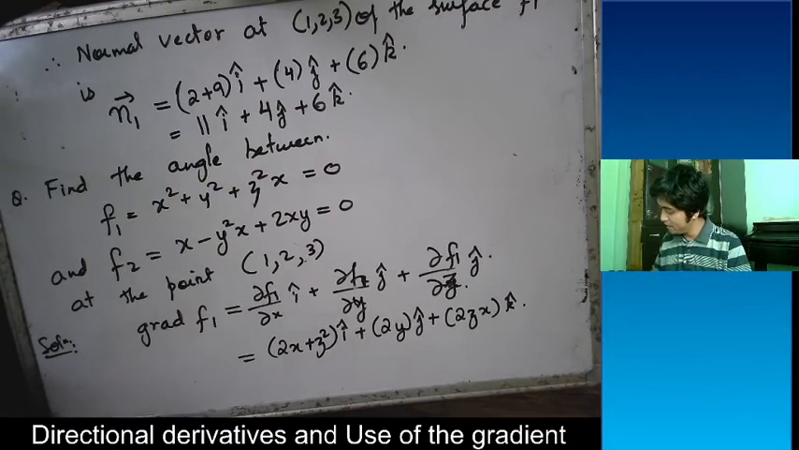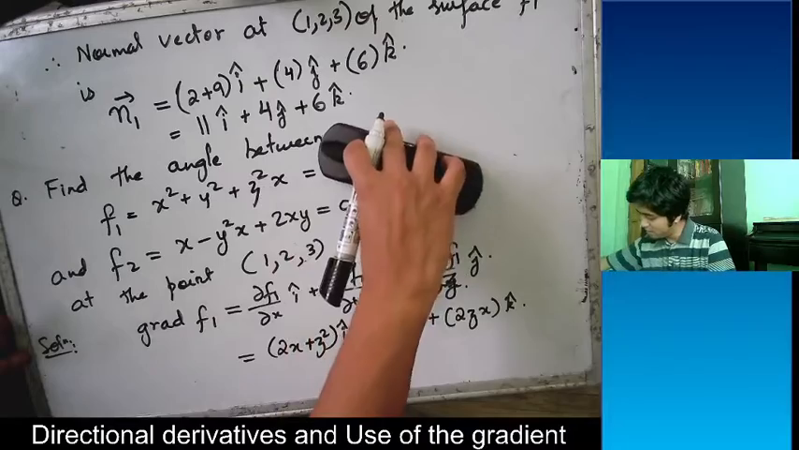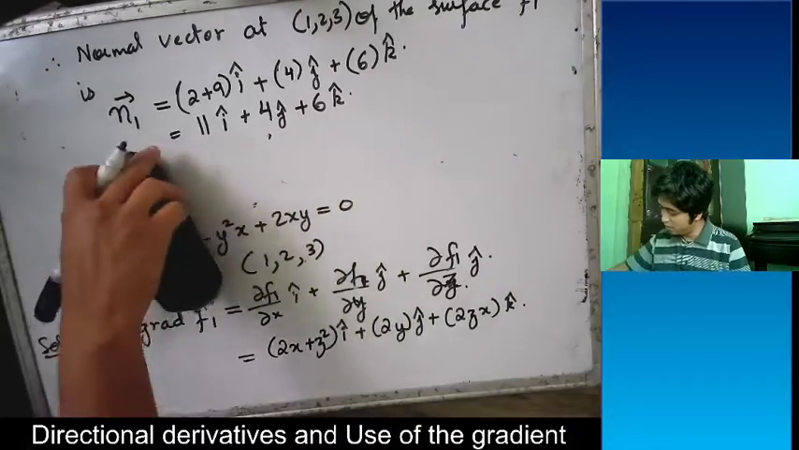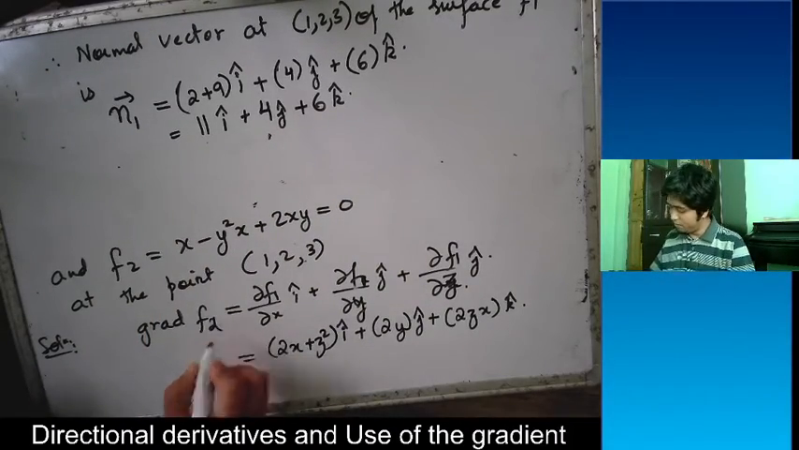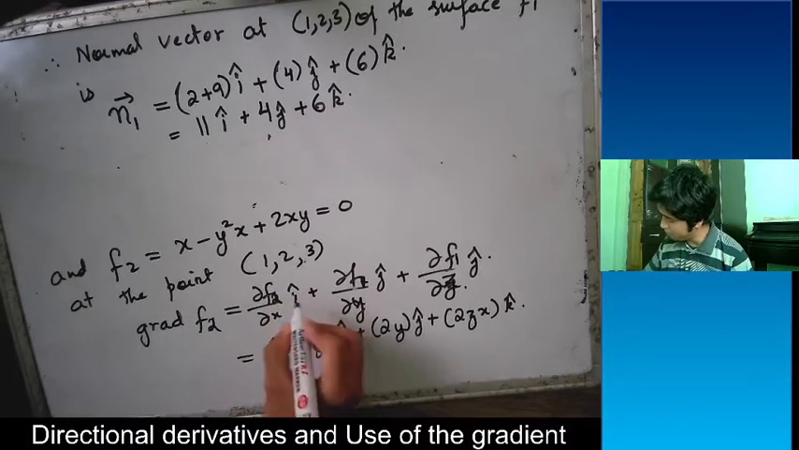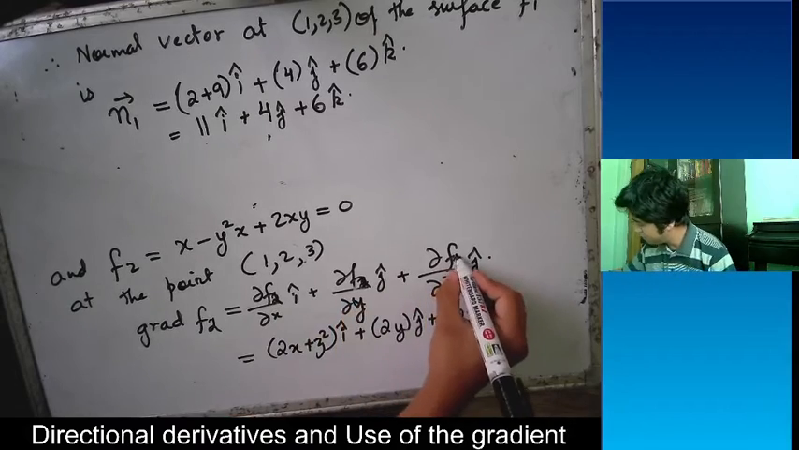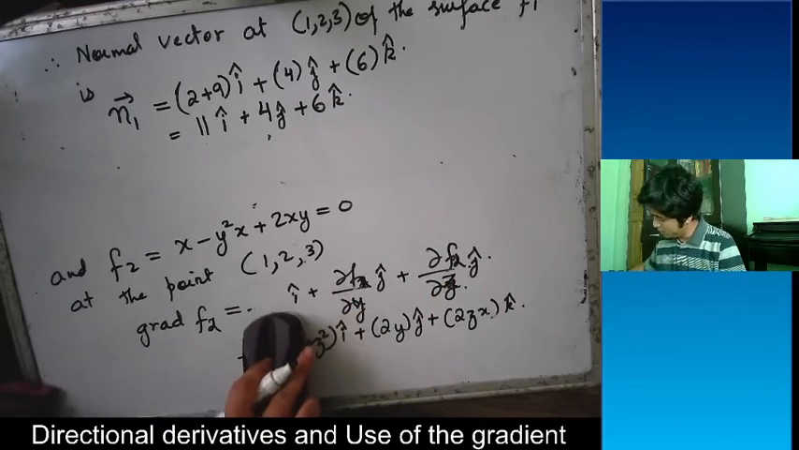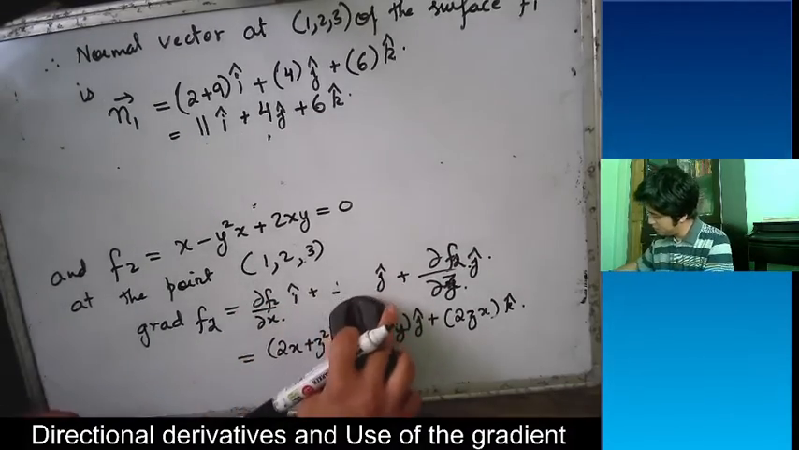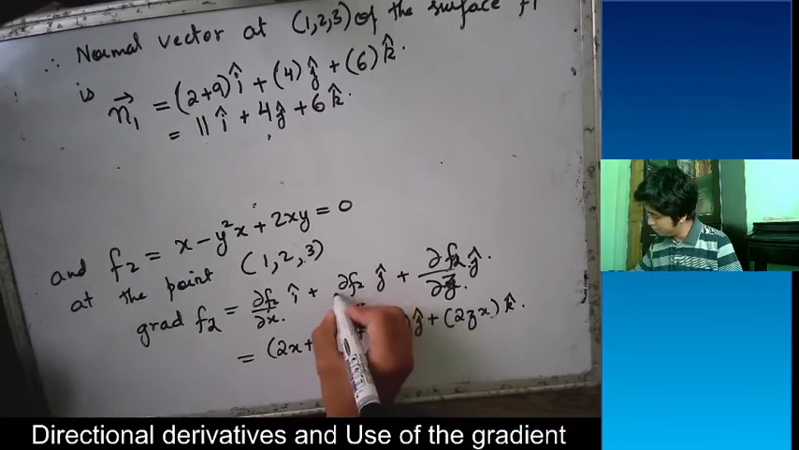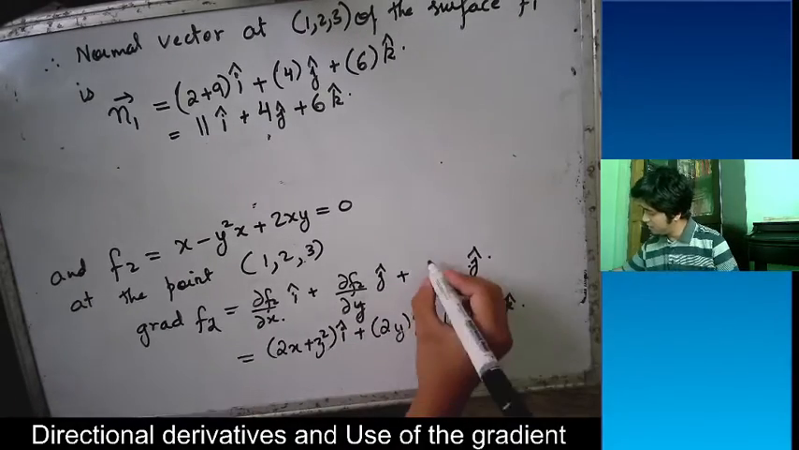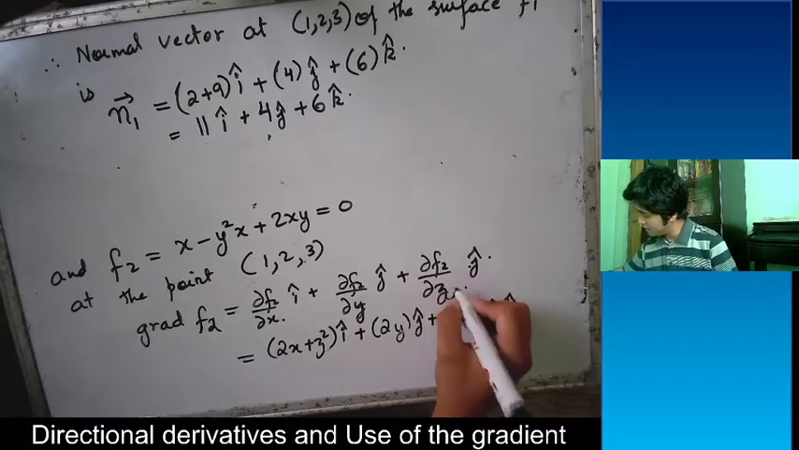Similarly, we can find the normal vector of the surface f2. So now we don't need this part anymore. Now what we can do is we can find grad f2. So everywhere replace it with f2: del f2 del x, del f2 del y, and here it will be del f2 del z.